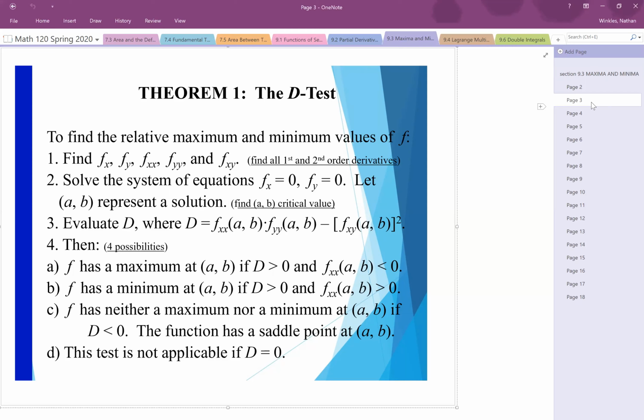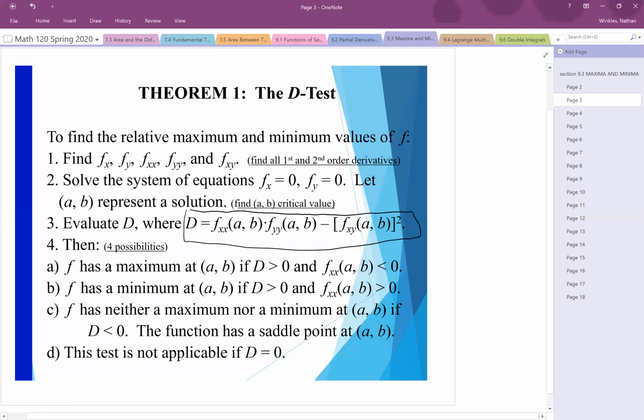Next, we're going to evaluate D. This is the function that we're going to have to use every single time. It's kind of hidden, but this is what we have to use. D equals fxx at our point (a, b) times fyy at our point (a, b) minus fxy at (a, b) all squared. Once we figure out the value of D, we have four possibilities.